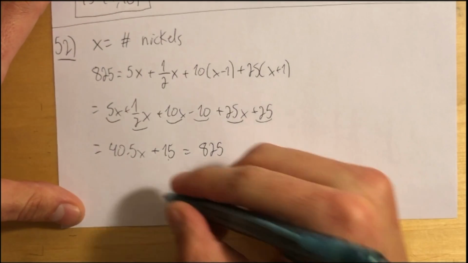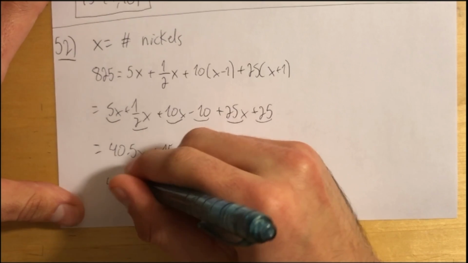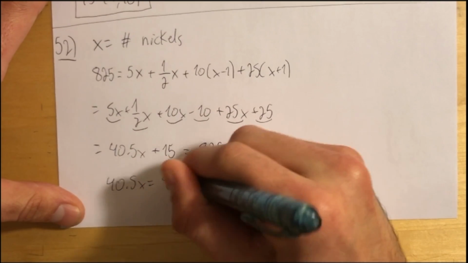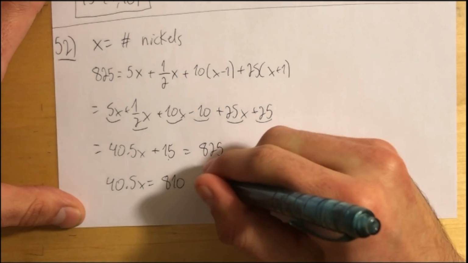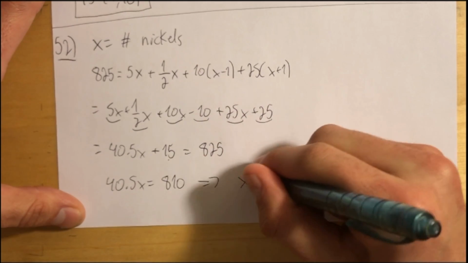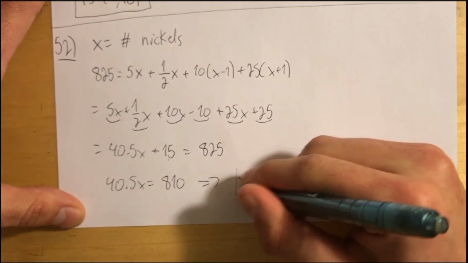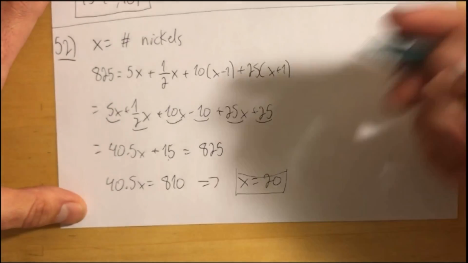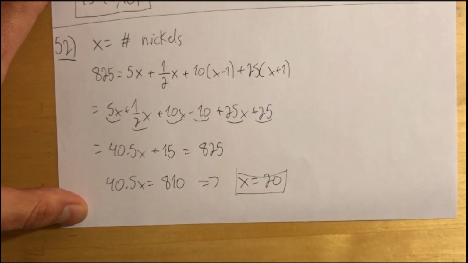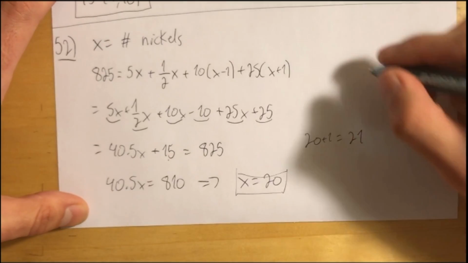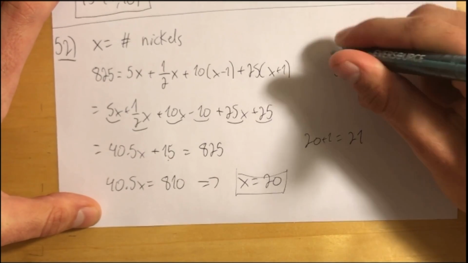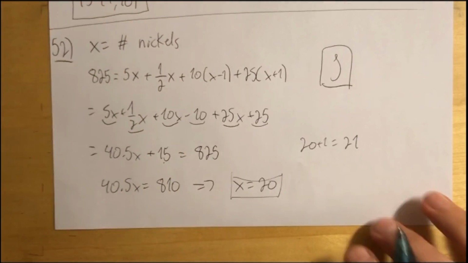Subtract 15 from both sides, we get 40.5X equals 810. By dividing both sides by 40.5, we get that X equals 20, which is the number of nickels. She has 1 more quarter than nickels. So then 20 plus 1, which is 21. The answer is option J, 21 quarters.